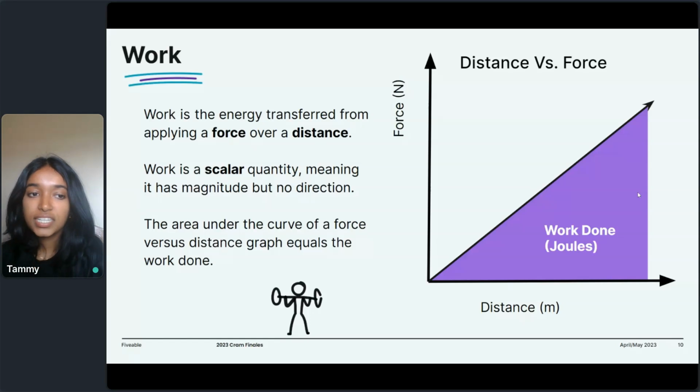So basically what it does, it represents the amount of energy transferred, but it doesn't tell you anything about the direction in which that energy is transferred. Next point is that the area under a force-distance graph will give you the amount of work done, and that's in joules. Let's move on to the next slide.